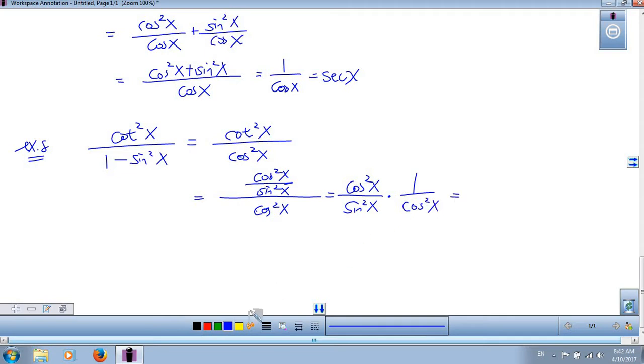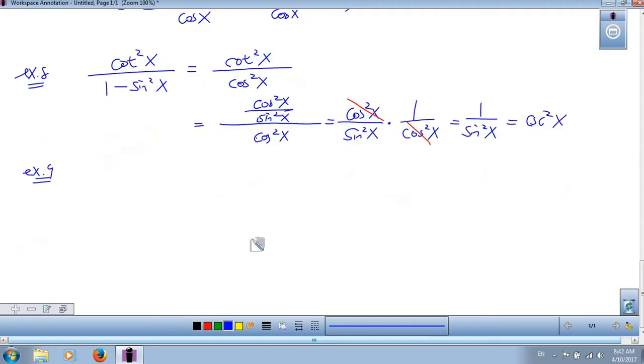Now you can see that cosine square x cancels out because they are in the position to cancel each other out. One is on the numerator, one is on the denominator. So we have 1 over sine square x. And 1 over sine square x is simply cosecant square x because that's the reciprocal of sine. Cosecant is the reciprocal of sine. Alright? Great. Let's try one more. We're doing a lot of examples today.